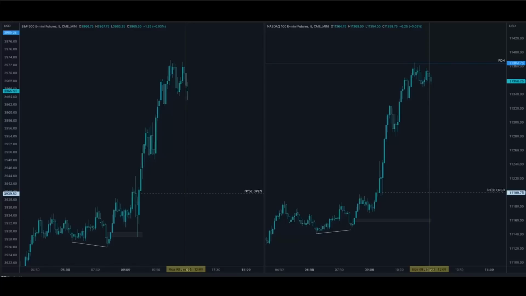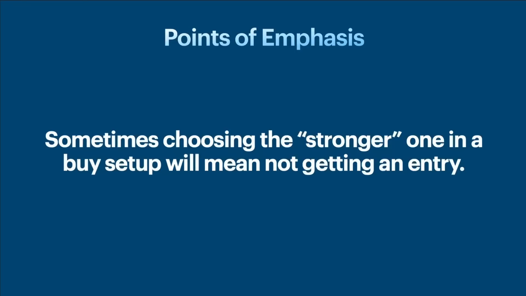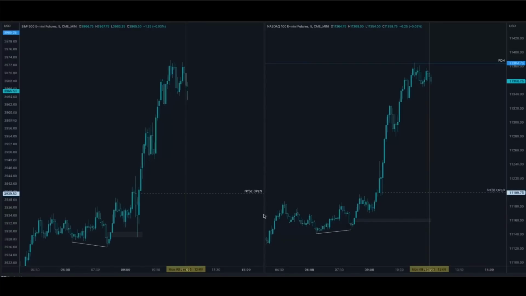And so the point here in this example is to show that sometimes choosing the stronger one, quote unquote, in a buy setup might mean not getting an entry. As I showed you here, you don't get an entry, at least not down here. Maybe there's some other entry that you can find, but that's just something you have to be aware of. So let's look at another example.